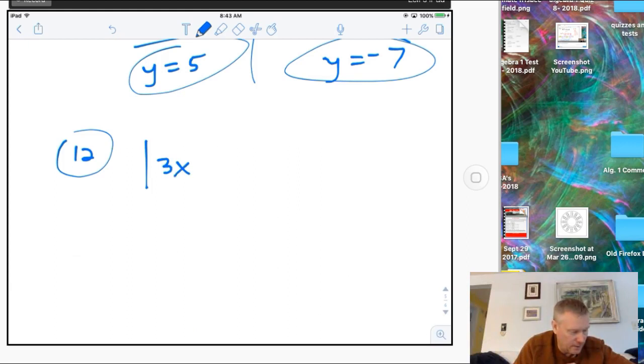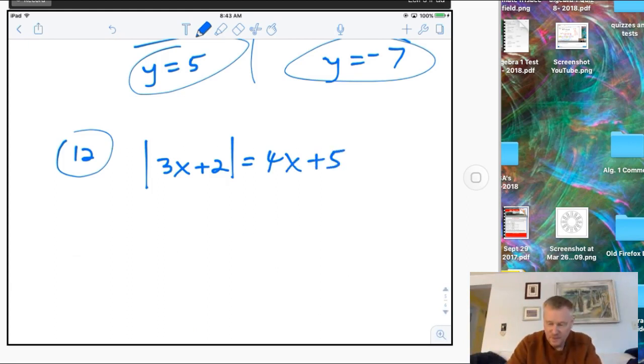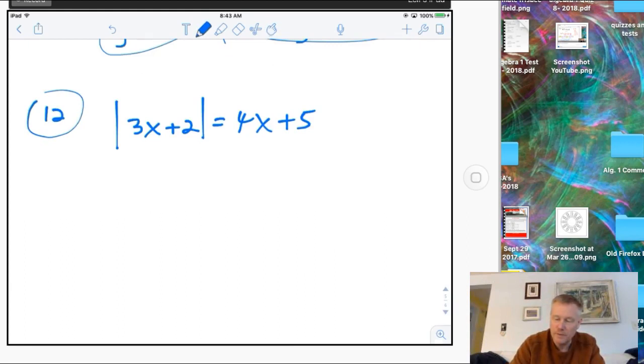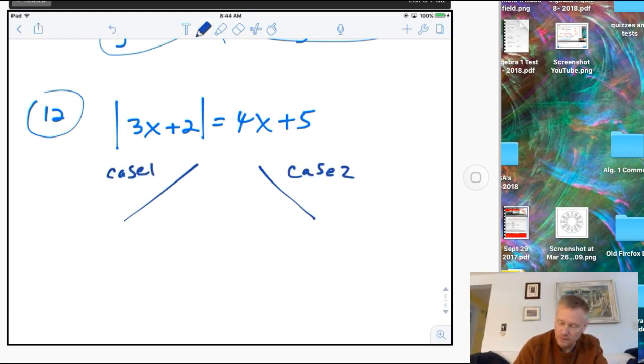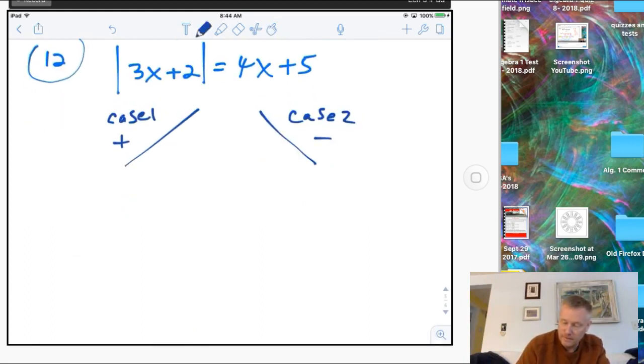Absolute value of 3x plus 2 equals 4x plus 5. All right, so here we go. This one's kind of weird because it's got variables on both sides. So I've got the absolute value alone. What I'm going to do is I'm going to break this up into case 1 and case 2. Case 1 will be the plus, case 2 will be the minus. So what I get is 3x plus 2 equals 4x plus 5. Case 2, I got to use parentheses on that right side.